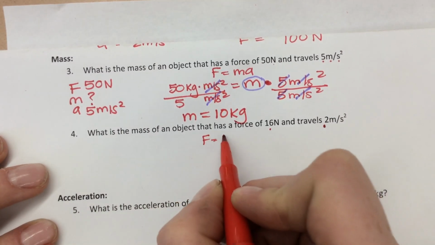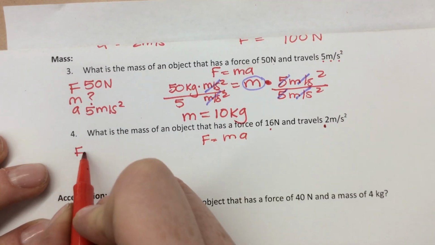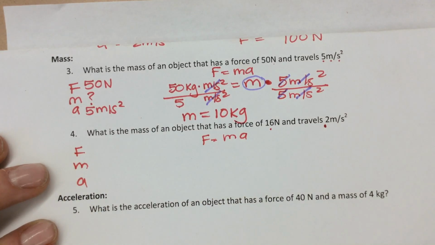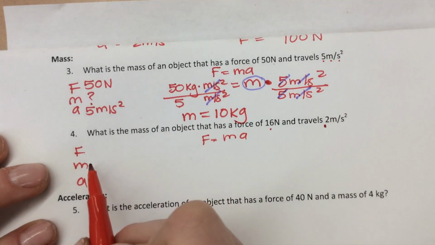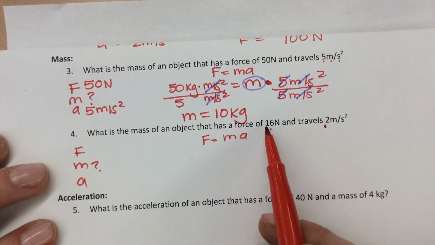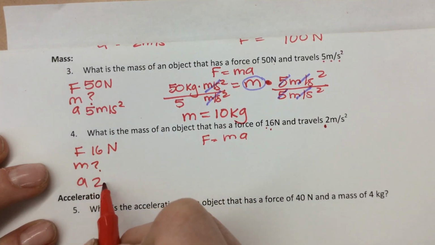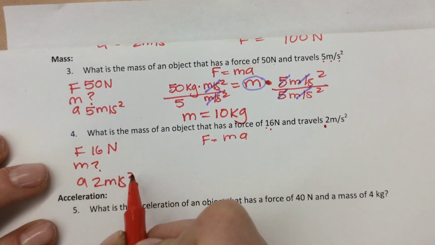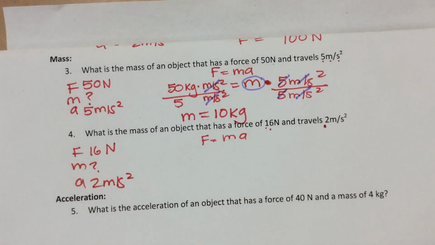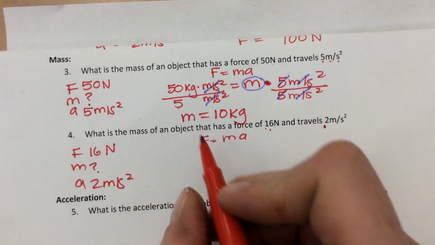So I'm going to start off my formula and write F = ma on the side. What is the mass, so I don't know the mass again, of an object with a force of 16 newtons and it travels 2 meters per second squared? Even though you can do this in your head, you still have to show the work. There are later going to be problems that you can't do in your head.